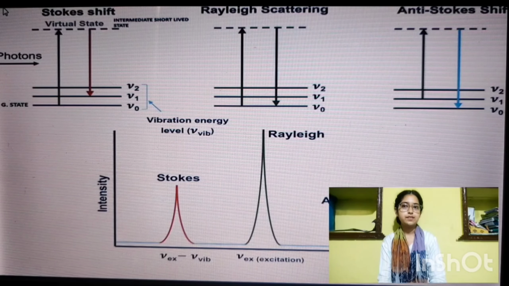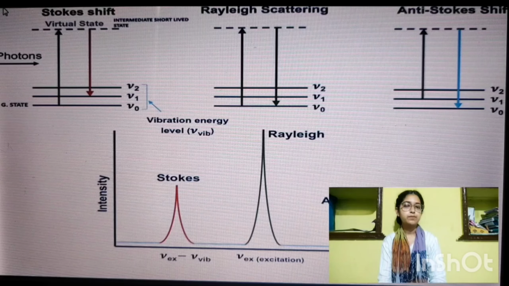Then we discuss the Stokes shift. Here, from the ground state vibrational level, the photon is incident on the source and the electron absorbs energy from the ground state, goes to the virtual state, and is scattered back to the first vibrational level, not the ground state. So here there is an energy loss. Then the intensity of the Stokes shift is less than the Rayleigh scattering.